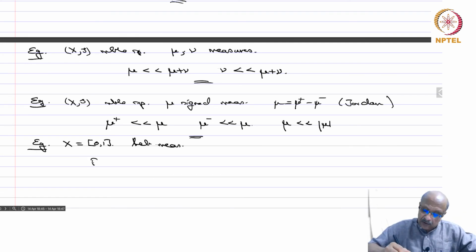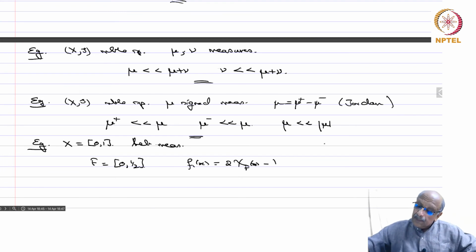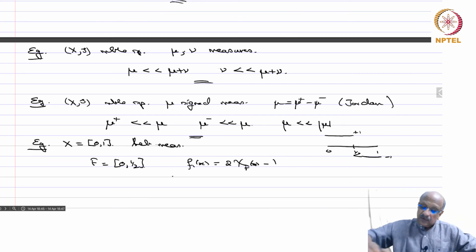Take f equal to the set 0, half, and then you define f1(x) equals 2 chi of f(x) minus 1. So this means this will be plus 1, this is half, this is 0, 1, and this will be plus 1 here and minus 1 here. Okay, so this is plus 1, this is minus 1, and that is this function f1.